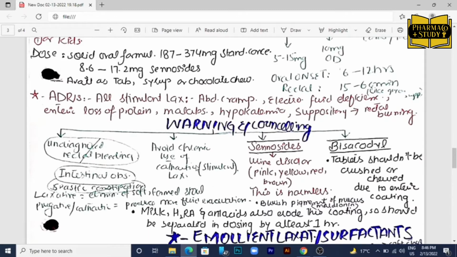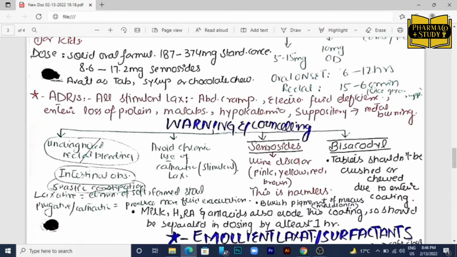Now what is the difference between cathartic and laxative, or cathartic and purgative? The cathartics are the drugs that produce more fluid evacuation, like the stool comes in fluid form, while laxatives are the drugs that cause the elimination of soft and formed stool. In the case of the purgative, a more liquidish fluid stool comes from your body. So this is the difference. So avoid chronic use of the cathartic laxatives, among which the stimulant laxative is the most prominent.